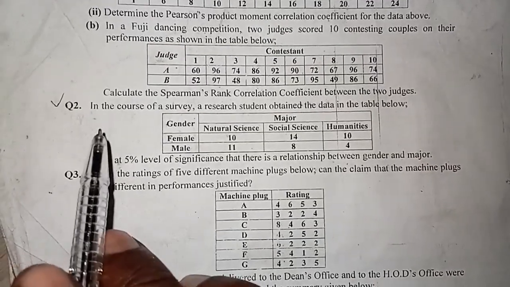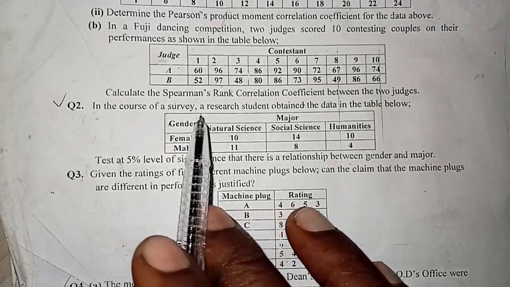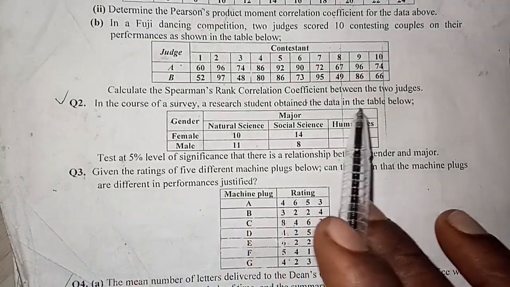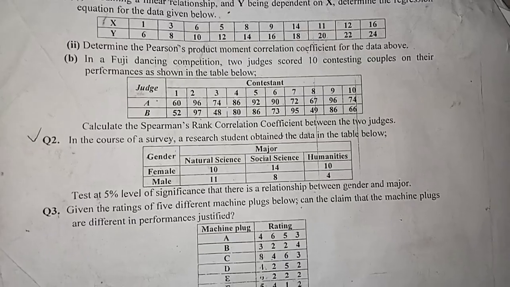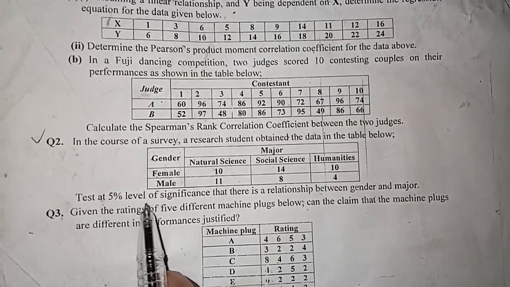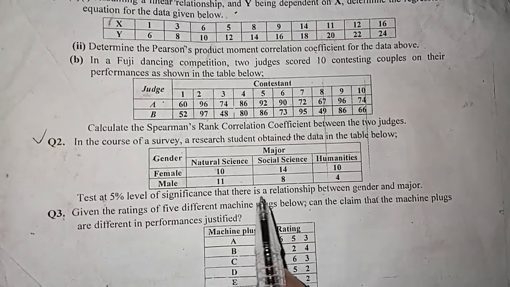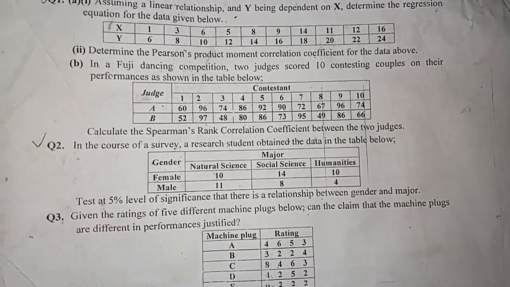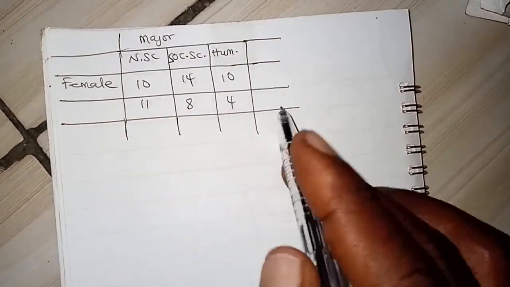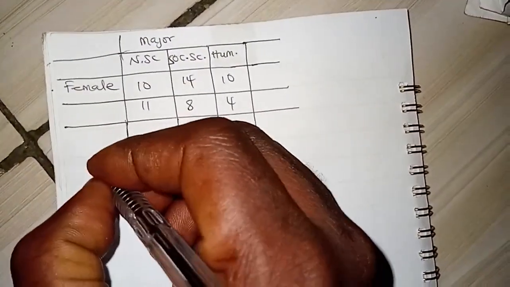The next is question number 2. In the course of a survey, research students obtained the data below. So let's draw this table. The question says, test at 5% level of significance that there is a relationship between gender and major. The first thing we need to do is state the hypothesis. Having drawn the table, the hypothesis, null.